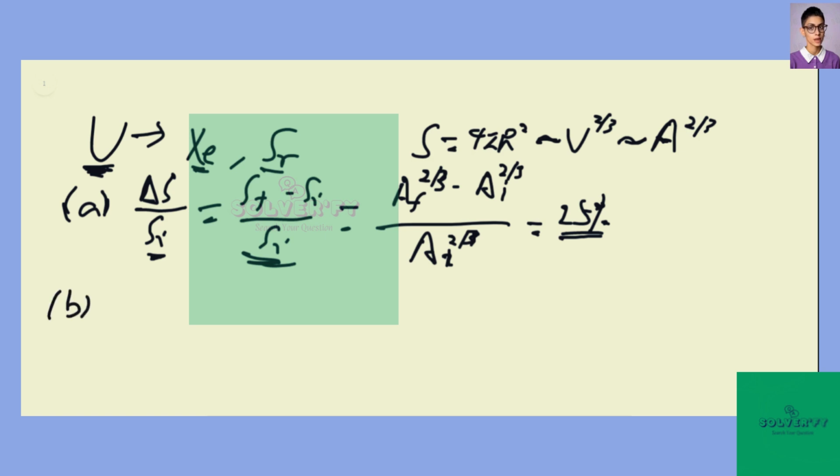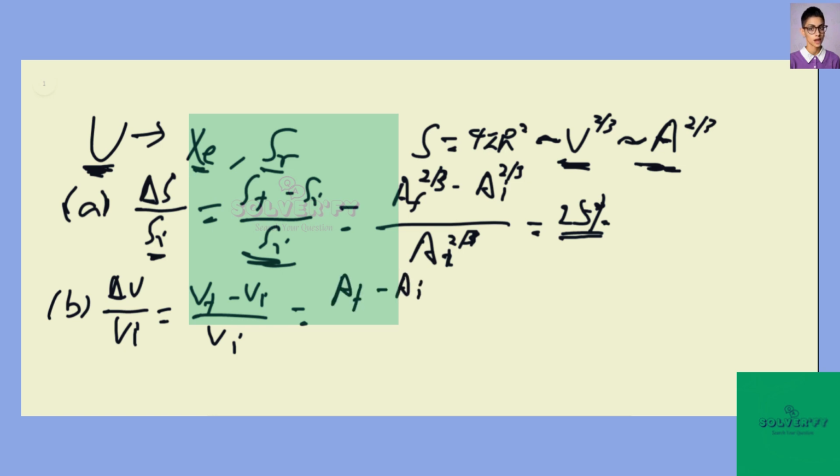For part B, we want to know the change of the volume, delta V over VI. Delta V is VF minus VI, divided by VI. We know that V is proportional to the total mass, so this is just AF minus AI divided by AI. AF minus AI in this process is 0, so this is 0. It means that the total volume does not change.